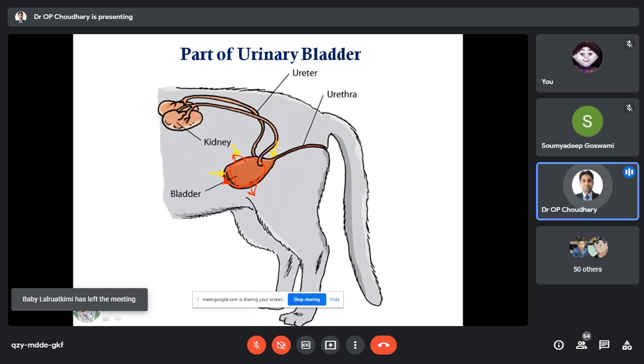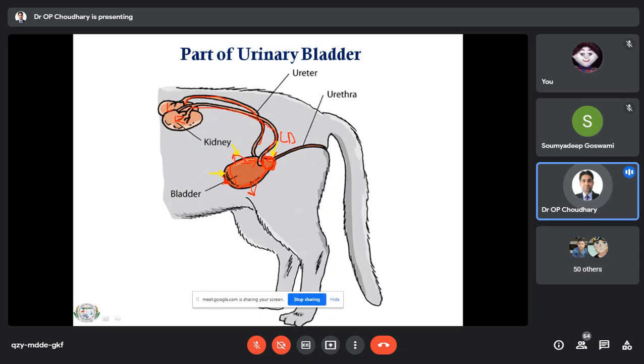Okay, and you can see here also that I already told you there are 2 kidneys, the right kidney and the left kidney, and from the kidneys there are 2 ureters, and these ureters are going to open just in front of the body, or caudally to the body, at the neck of the urinary bladder, that is the caudal part.